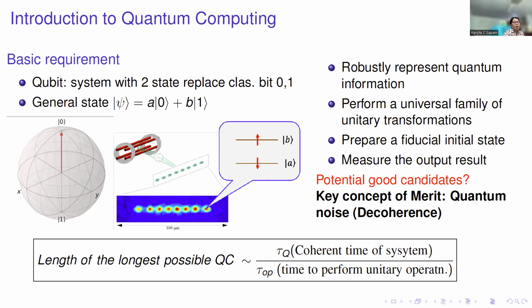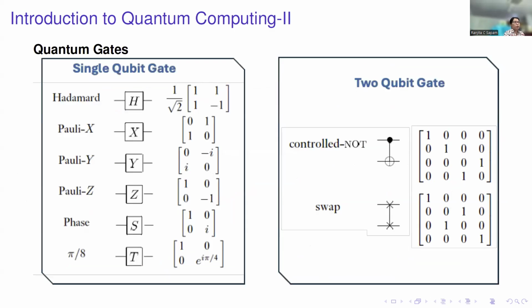Depending on that, if I have to apply 100 unitary operations, then the coherence time of the system should be longer than that. Let's say one unitary operation takes 1 second, then I should have a system whose coherence time is longer than hundreds of seconds. That's what we will look at, and that's how we will decide what quantum system or what particular element we can use as a quantum computer.